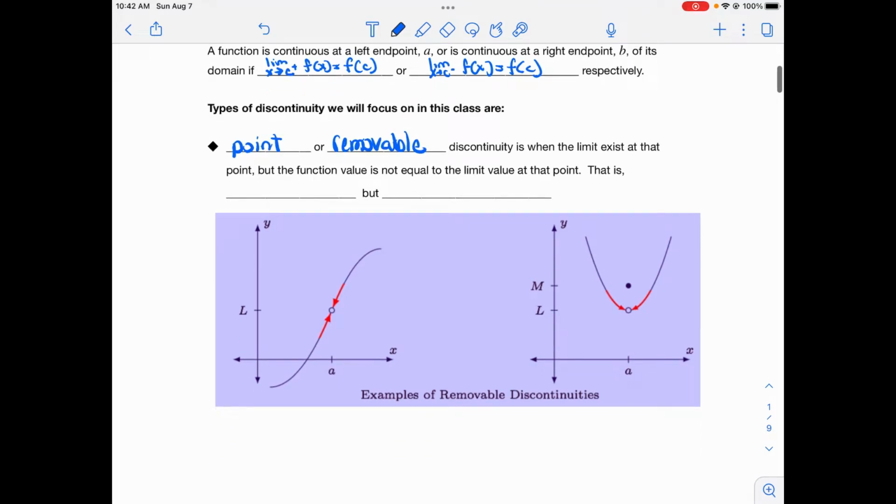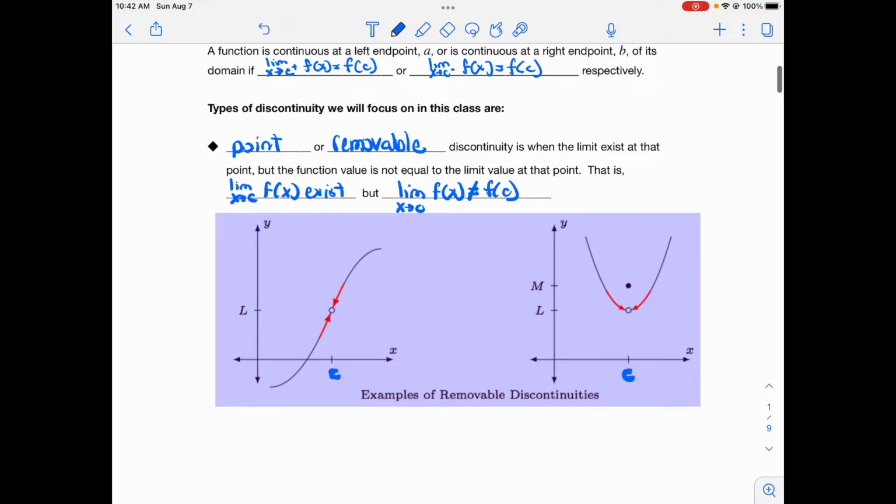This is when the limit exists at a point, but the function value is not equal to the limit value at that point. So in function notation, that means that the limit as x goes to c of f of x exists, but the limit as x goes to c of f of x is not equal to f of c. Okay? And graphically, you can see that here, and instead of c, the graph used a.